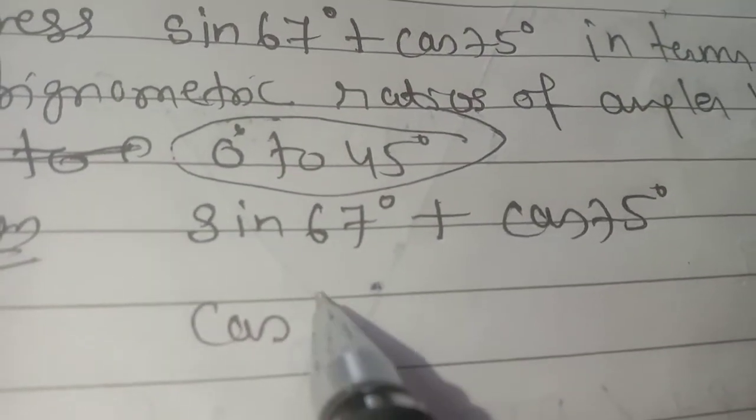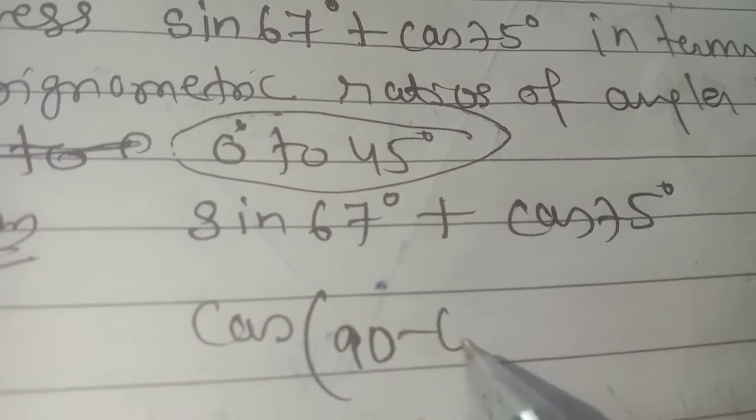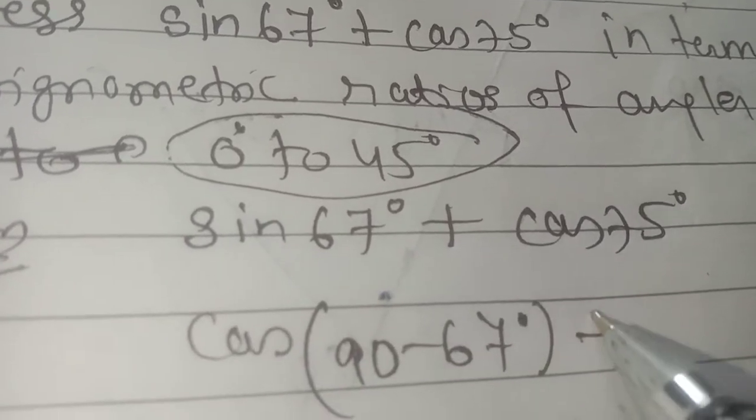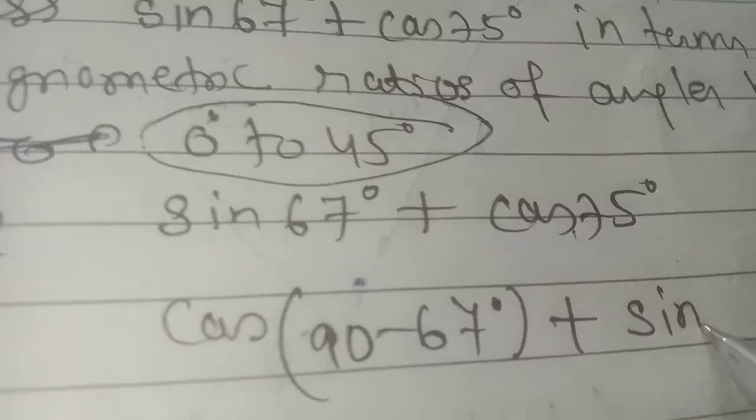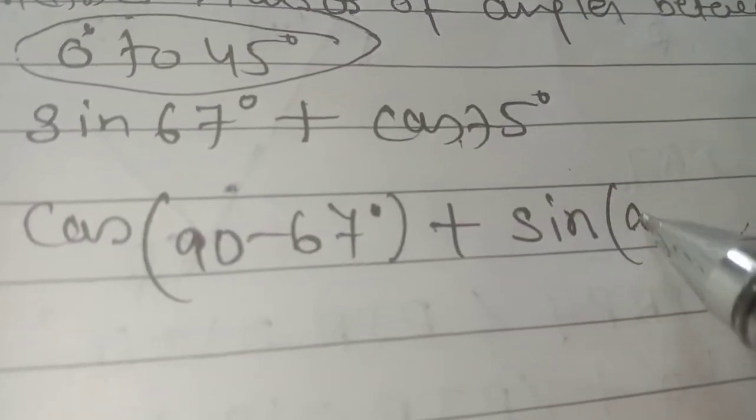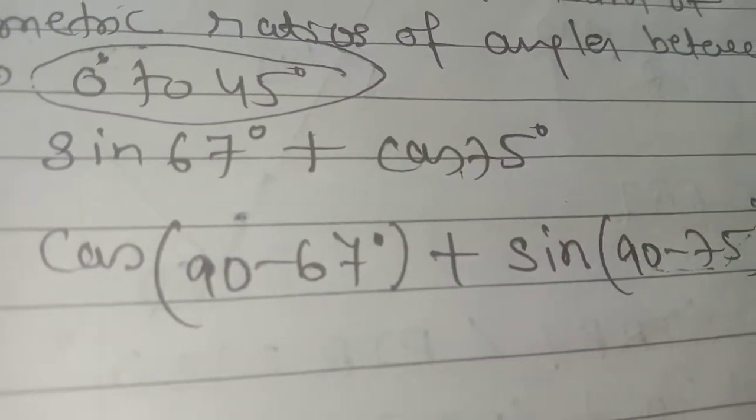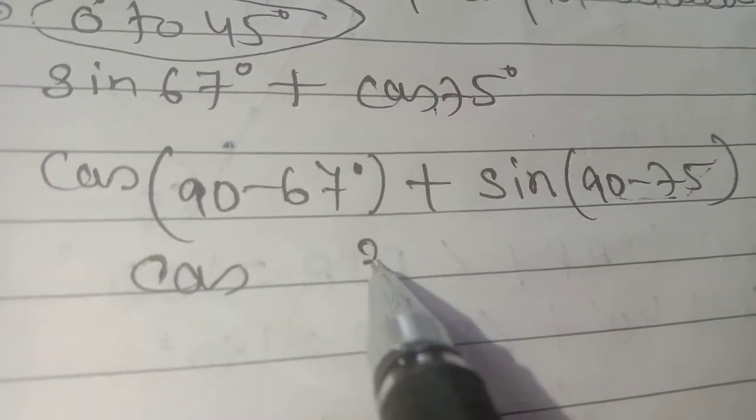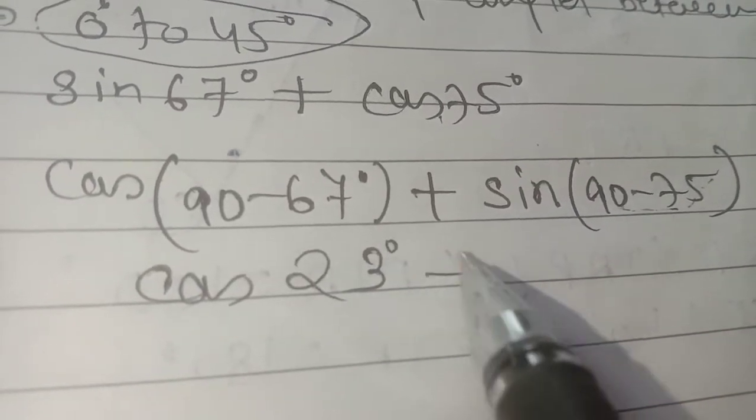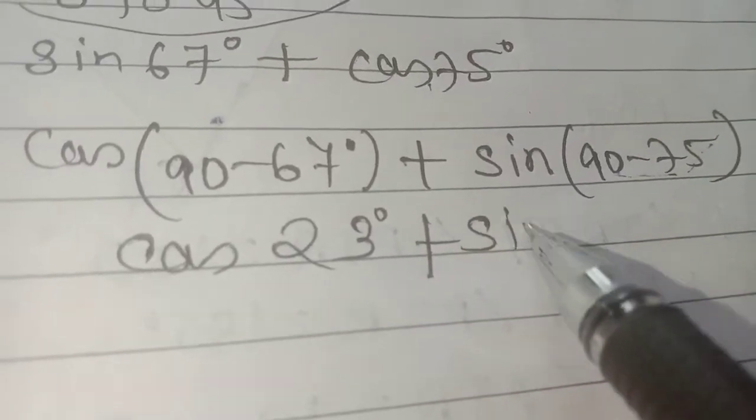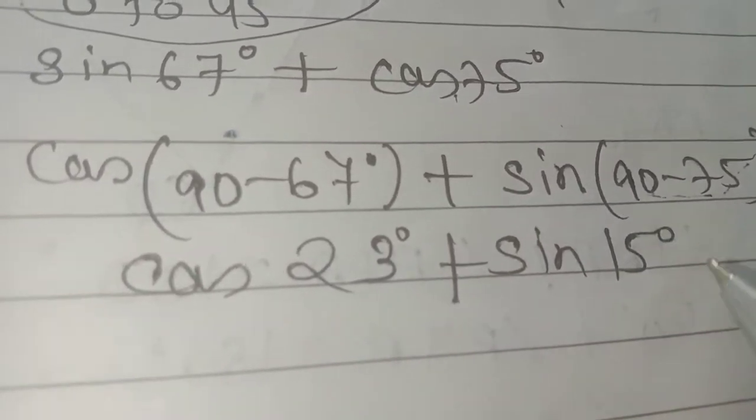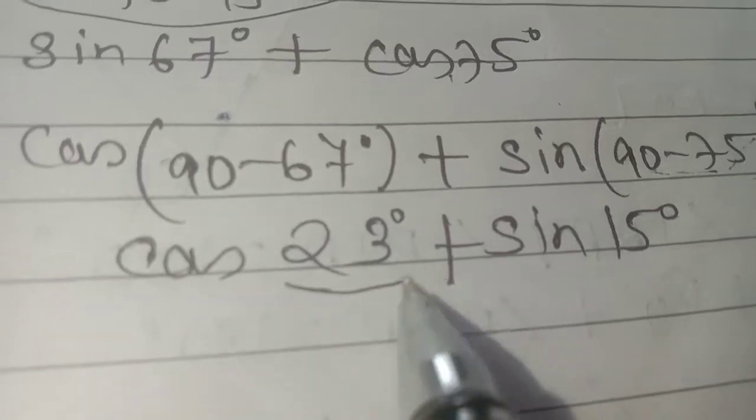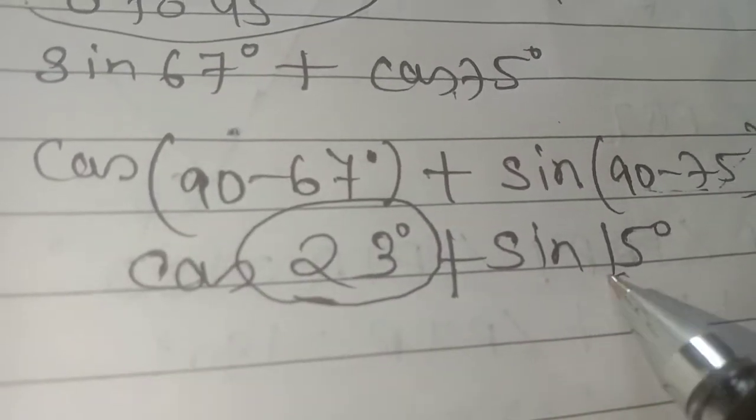cos(90 minus 67) plus sine, cos will be sine (90 minus 75). So this will be cos 23 plus sine 15 degree. Clear? So this is what we just converted, 23 and 15. Okay, so that is what our requirement.